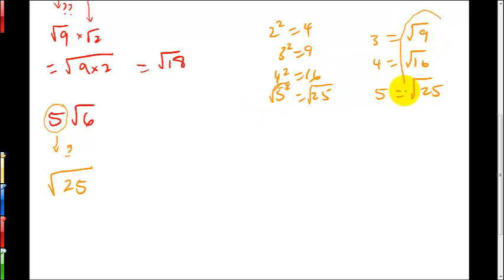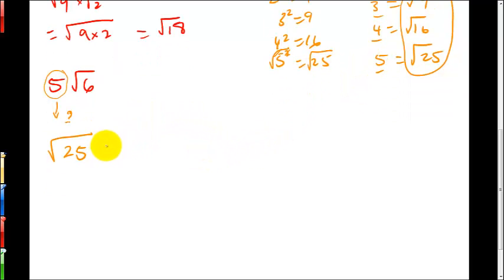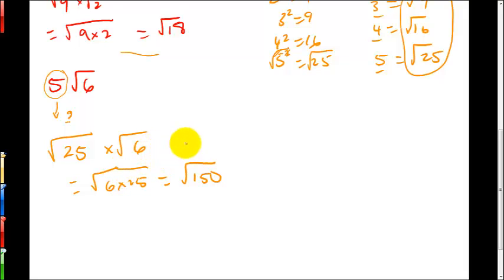So all we want is all these numbers. We're not interested in these numbers anymore. Cool? So square root of 25 times square root of 6. Okay? Then you can just plug that in exactly the same as what we did above here. So that's going to be square root of 6 times 25, which should give us 150. So square root of 150. All right, let's try one more.